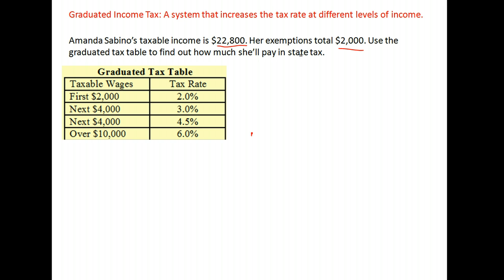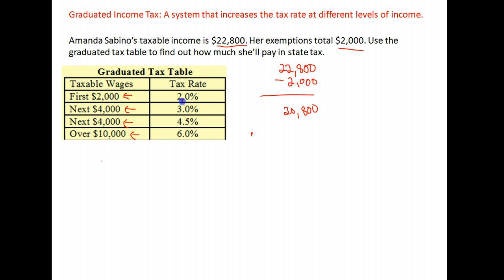Well, we know we can't figure out taxes until we take out exemptions. So let's take the $22,800, subtract her $2,000 exemption. So now we're down to $20,800. Take a look at the table. It says for the first $2,000 you pay 2%, the next 4 you pay 3%, the next 4.5%, and anything over 10,000 is 6%. So we do this one section at a time, just like we did with our commission.